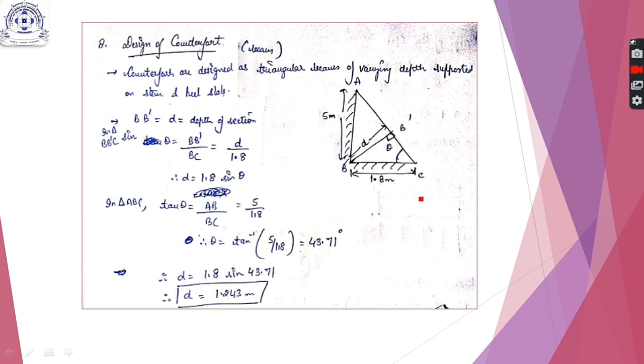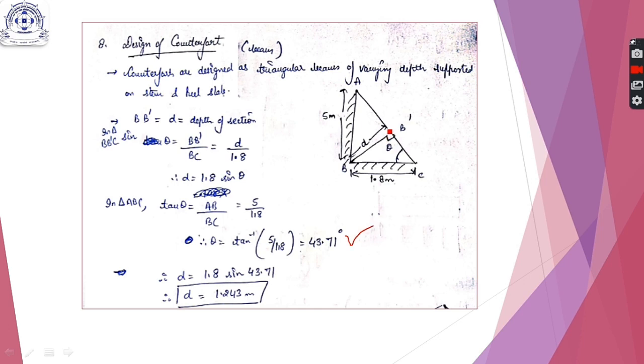So for that we need to use trigonometry. This value is the height of stem, 5 meter, and this is the base width of your heel slab, 1.8 meter. So first of all we get this angle theta. Theta is tan inverse of 5 by 1.8, so we get the value to be 43.71.